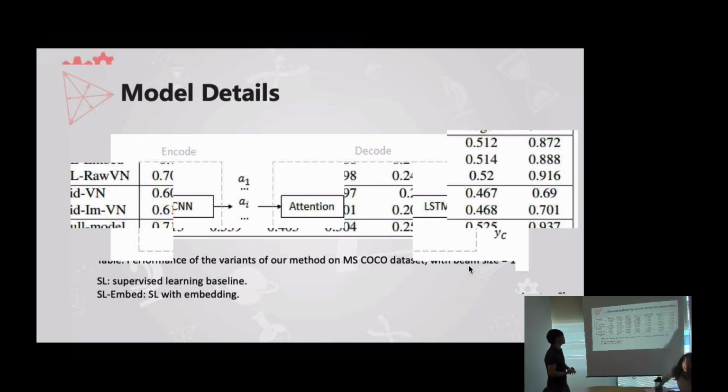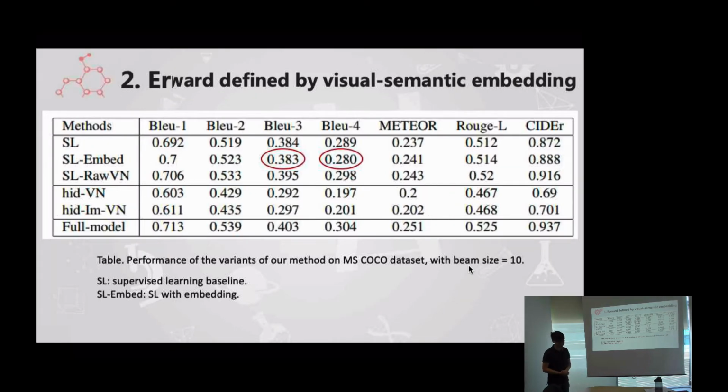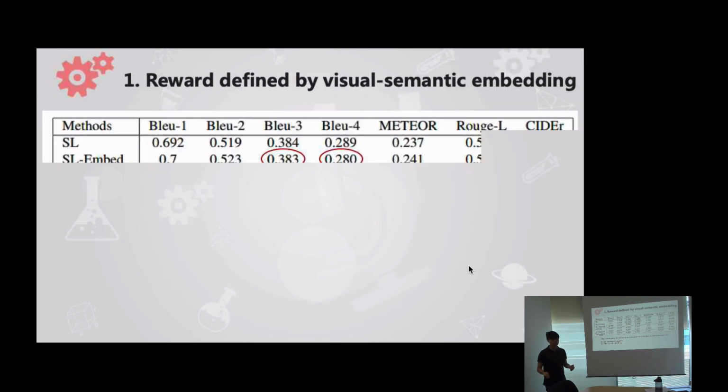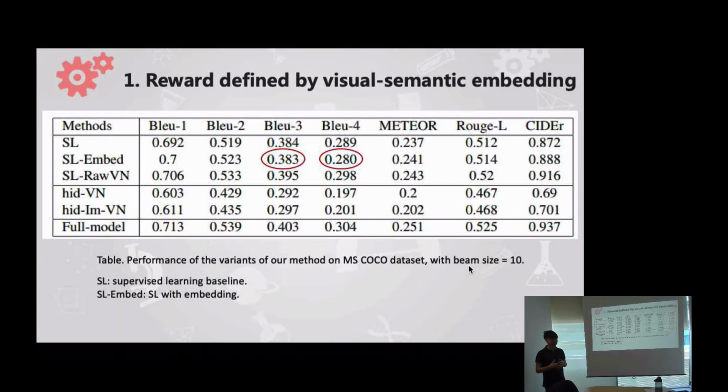Okay, first question: the reward defined by visual semantic embedding. As they said, the semantic embedding doesn't really help. Most of the contribution comes from the value network, though there will be some discrepancy in the embeddings because I don't think the embedding is perfect. As Chong said, it could have different parts of the image in the embedding as well. I guess this is where the embedding fails, because there can be more than one object inside the image, and the embedding can't fully represent the whole image.